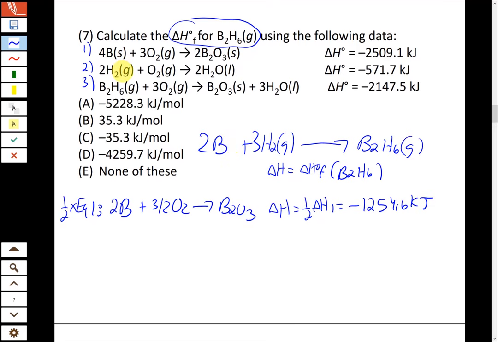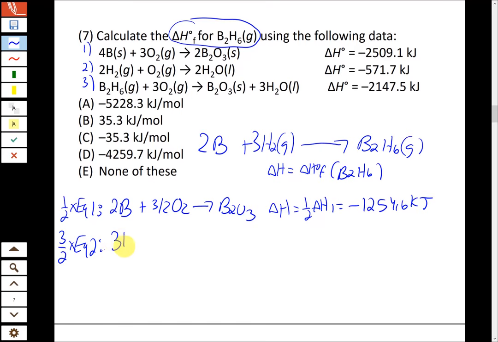For the second one, this is where we have to be a little bit careful with coefficients. We want 3H2 as a reactant in this overall equation for delta H of formation. The second equation has 2 H2s. So if we want to make 2 into 3, we have to multiply it by what number? It'd be 3/2 or 1.5. So we're going to do 3/2 times equation 2 to make sure that H2 has a coefficient of 3 instead of 2. 3/2 times 2 is 3. So we're going to multiply all three of those coefficients by 3/2.